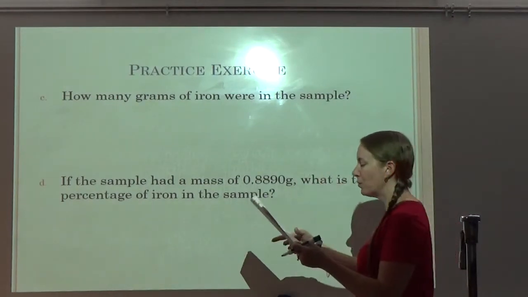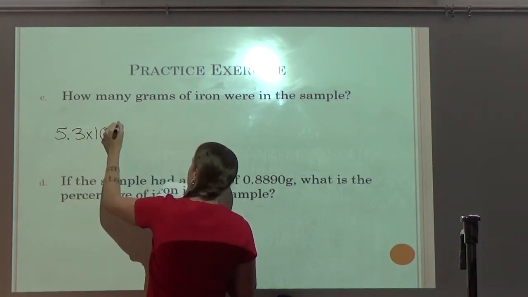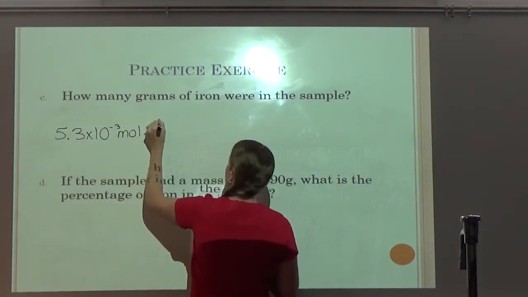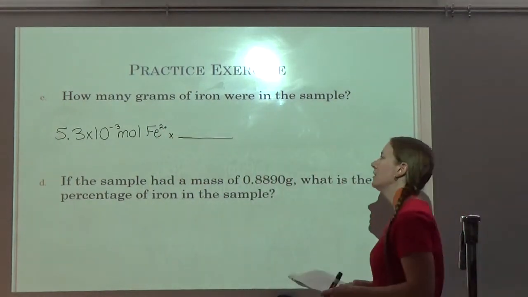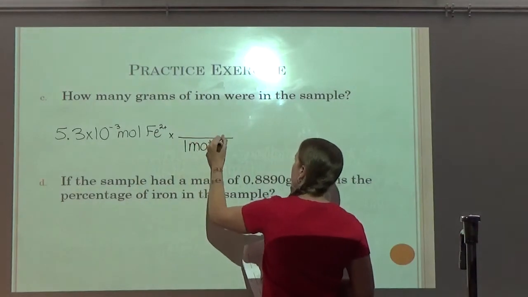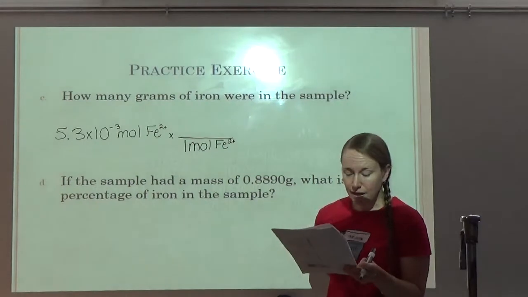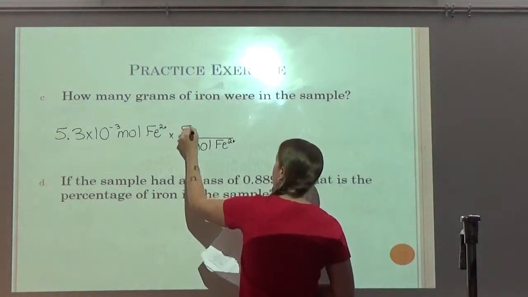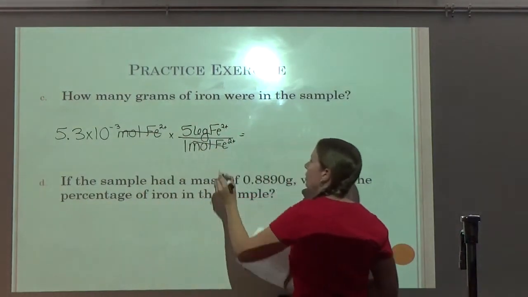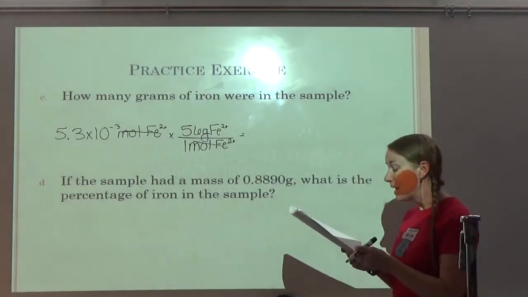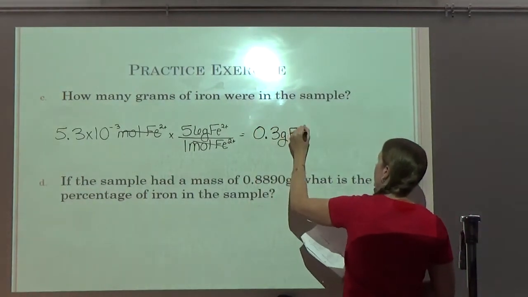Okay, so I had to pull the moles of iron from my previous one, which was 5.3 times 10 to the negative 3 moles of iron. Okay, so I'm just going to grams. Just use a molar mass. 1 mole of iron, let me not forget my 2 plus, because it is an ion, is 56 grams. So remember, don't let the ion throw you off. You use the same molar mass off the periodic table. So once I multiply by 56, I get 0.3 grams of iron.